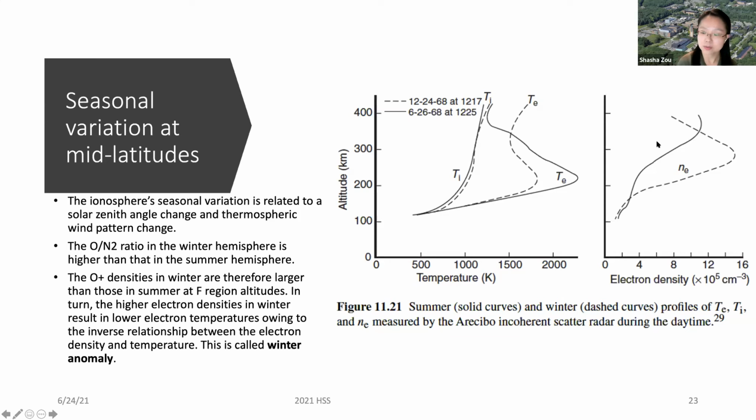Okay, so this is just one example showing you there is a density asymmetry. And similarly, the TEC will show you a very clear hemispheric asymmetry with larger TEC in the winter hemisphere.